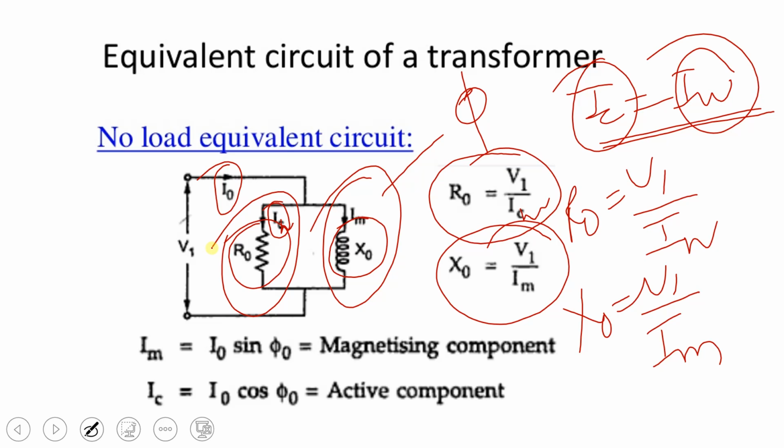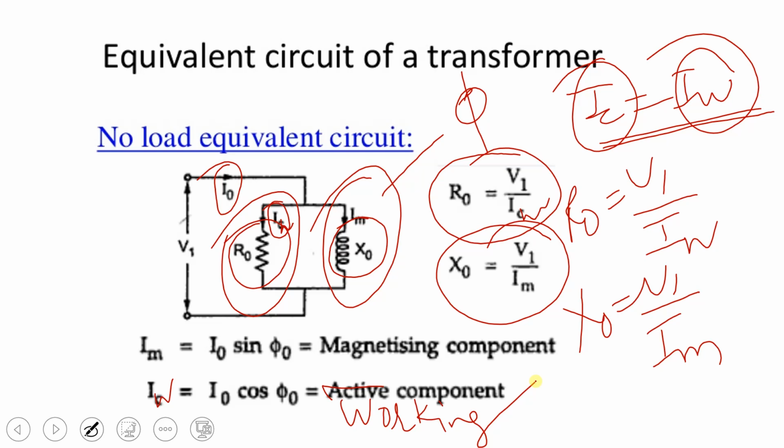So Im is equal to I0 sin phi naught, that is called the magnetizing component. IC or Iw is equal to I0 cos phi, that is the active component or working component. Both are the same things. So this is about the equivalent circuit of a transformer on no load.